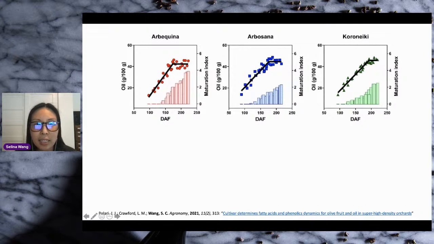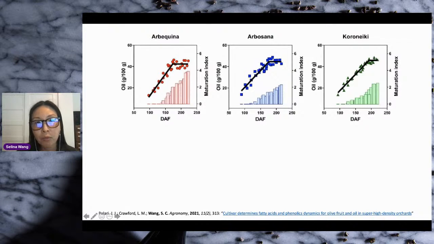And on the x-axis of this picture, you can see that our measurement of time here is days after flowering. And on the y-axis is oil accumulation. So we look at how fast the oil is accumulated in 3 different cultivars along the days after flowering. And this is important because the farmers who grow olives are paid by the oil content that's in their fruit. So this is very important regarding how much they can make from this year's crop.